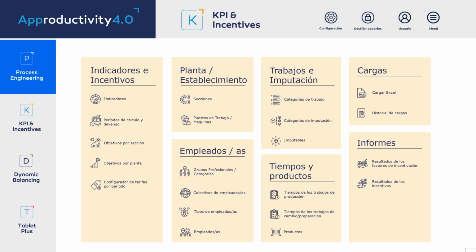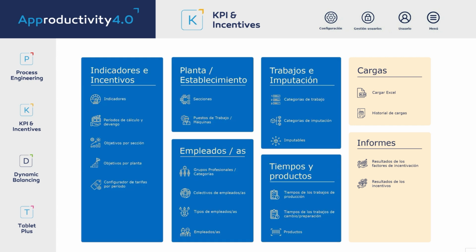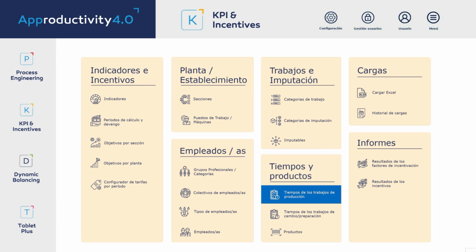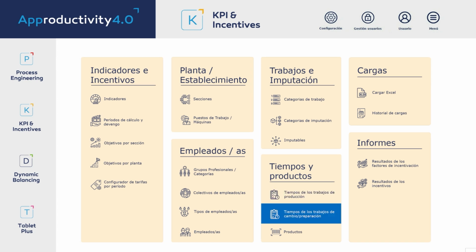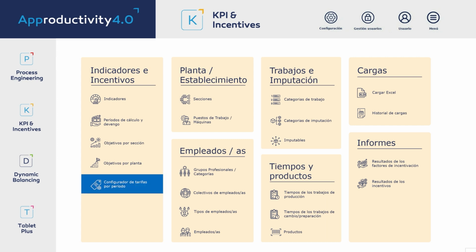For companies using the Process Engineering module of Approductivity 4.0, the information managed there is shared with the KPI Incentives Manager module, as observed in the different masters of the application, such as production times, change or setup times, products, or workstations. If the Process Engineering module is not available, this information is directly incorporated into the KPI Incentives Manager module. Additionally, if the company has an incentive system, the corresponding hourly rates for different obtained results are also managed.